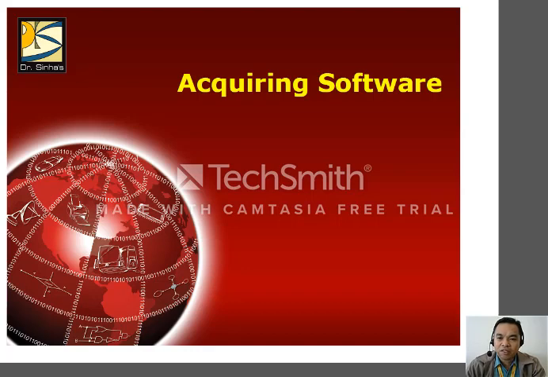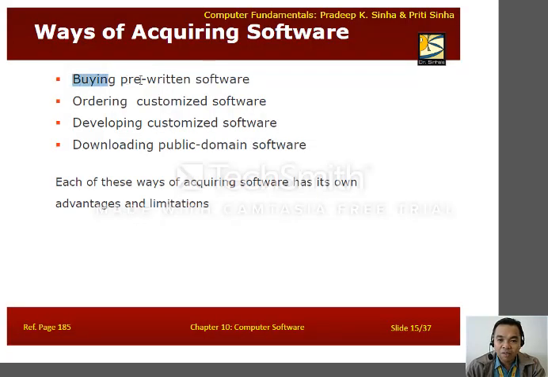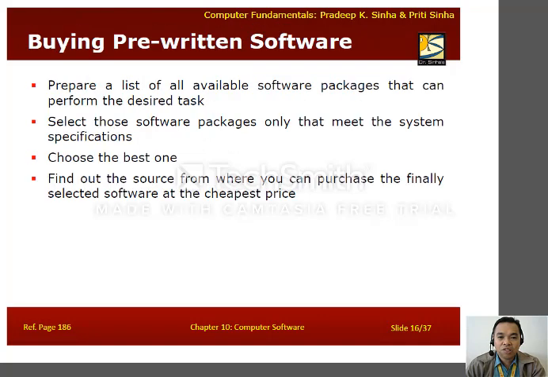Let's move on to the next thing that we're going to discuss on how to acquire software. There are several ways. One, buying pre-written software, or through ordering customized software, or it could be developing customized software. And lastly, downloading public domain software. Take note of this. Each of these ways of acquiring software has its own advantages and limitations. Let's discuss one by one.